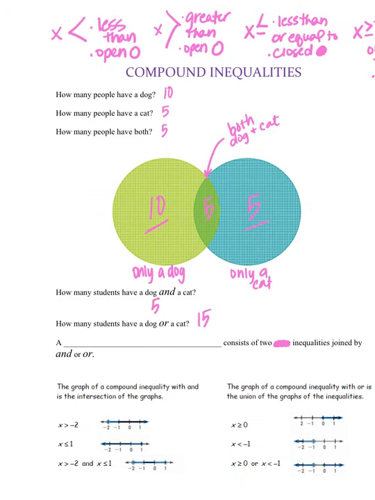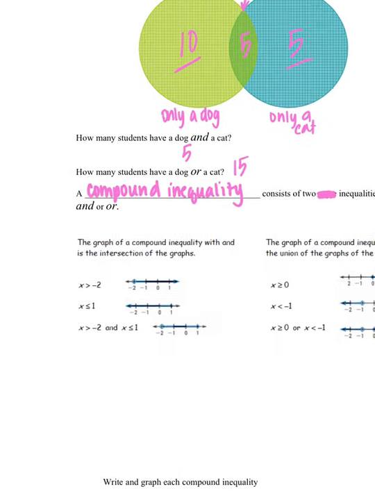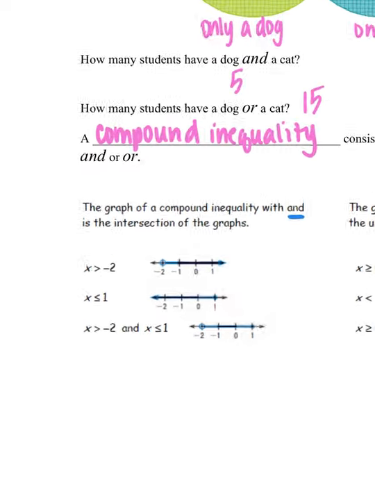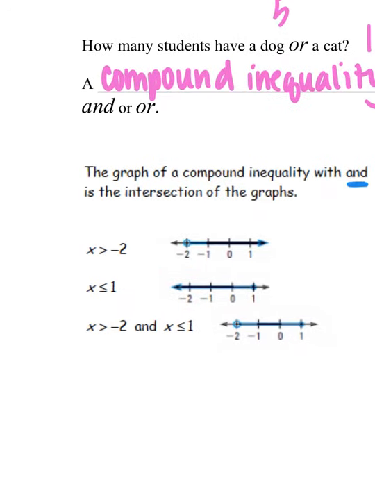So then let's look at the definition. A compound inequality consists of two inequalities joined by and or or. Okay, so let's look at these graphs below. A graph of a compound inequality with and. So these are ones with and. It consists of two separate graphs. We can talk about it in two separate graphs.